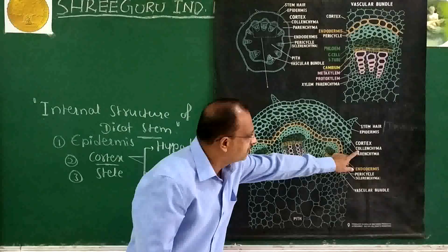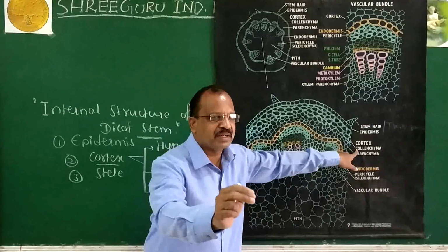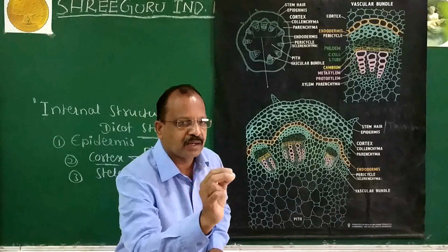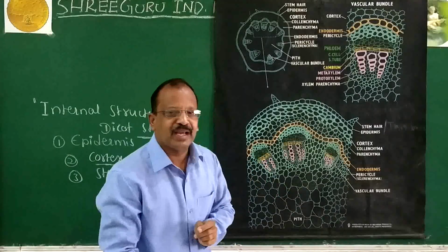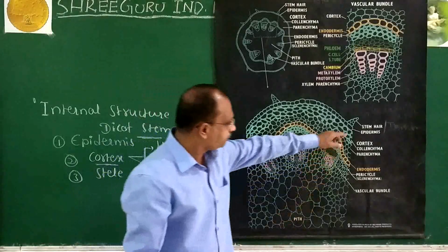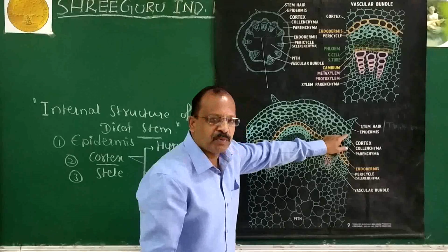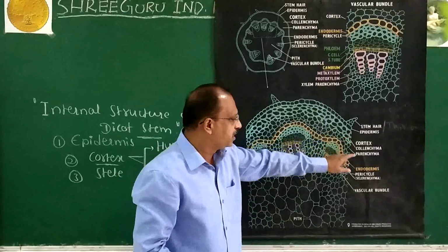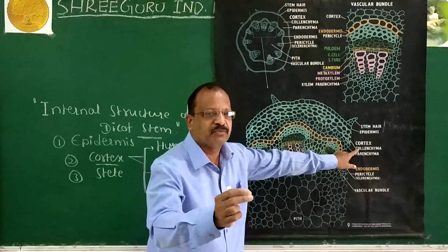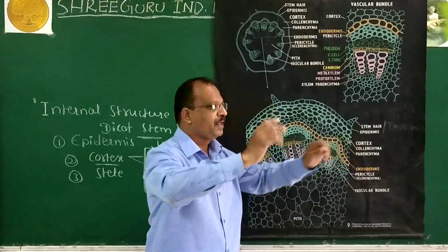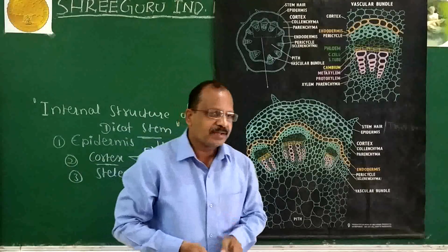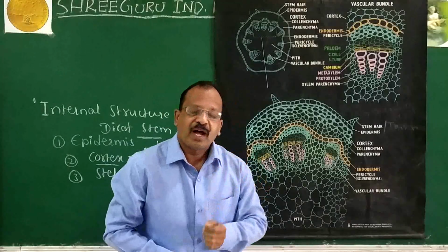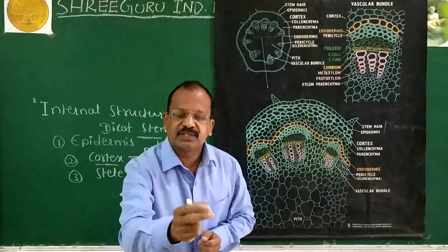It is made up of 3 to 4 layers of collenchymatous cells. As you know already, in case of collenchyma, corner walls are thickened. Main function of the collenchyma is to provide protection. Collenchyma is also called living mechanical tissue. Based on that, you can easily guess that this hypodermis will give mechanical support.